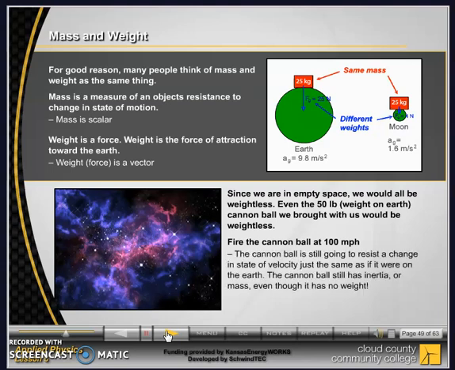The cannonball is still going to resist a change in state of velocity just the same as if it were on the Earth. The cannonball still has inertia, or mass, even though it has no weight. What if we just put you in the cannon and allowed you to be shot out? Hopefully this example helps you start to see that there is a difference between mass and weight. We will explore mass and weight in more detail as we go through this and the next lesson. It is much easier to lift these masses on the moon where the weight is less than the weight on the Earth. However, in a mass lifting contest, the value of the mass at either location would be the same.